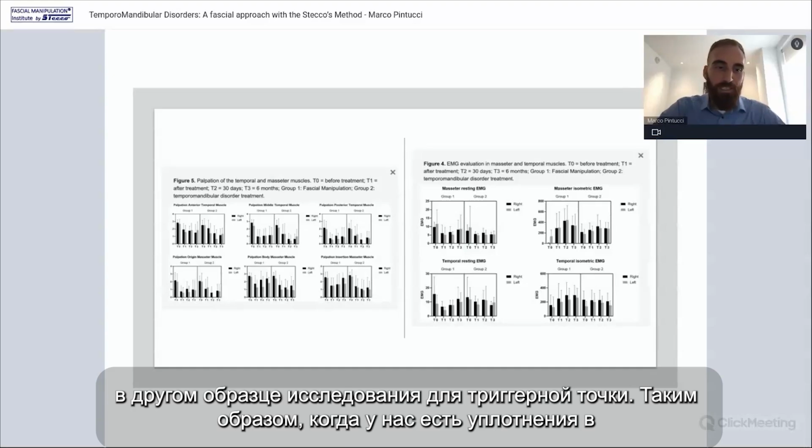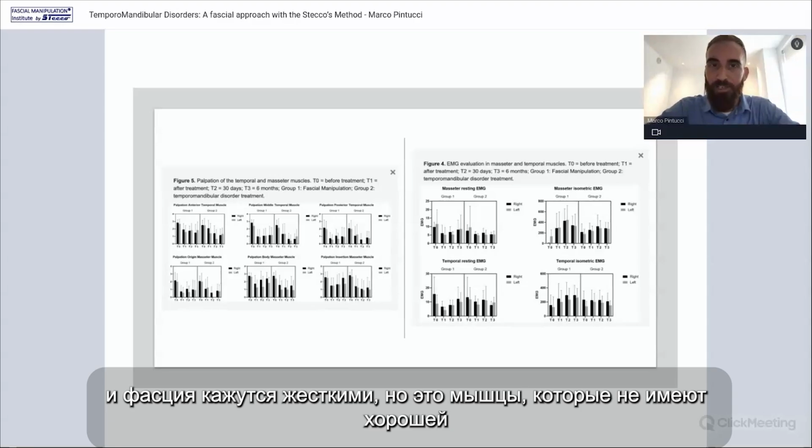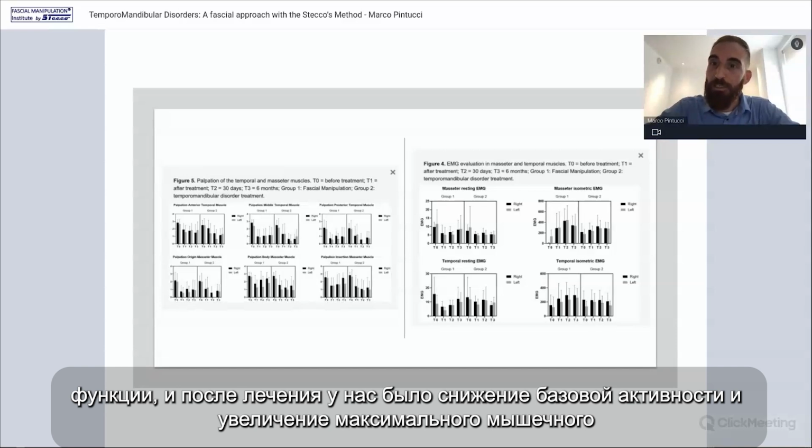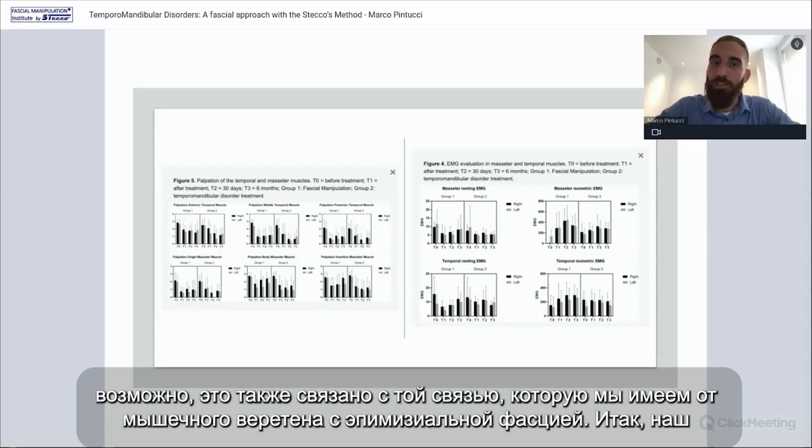So when we have a densification or alteration in the fascia, we have a higher rest activity, and we have a decrease of tension. So the muscle and the fascia appear rigid, but are muscles that don't have a good function. And after the treatment, we had a decrease of the rest activity and an increase of the maximal voluntary contraction. Probably we could explain this from the connection that we have from the muscle spindle with the epimysial fascia.